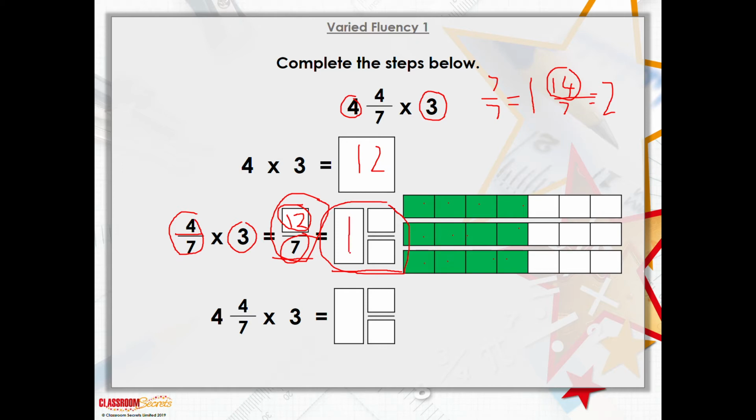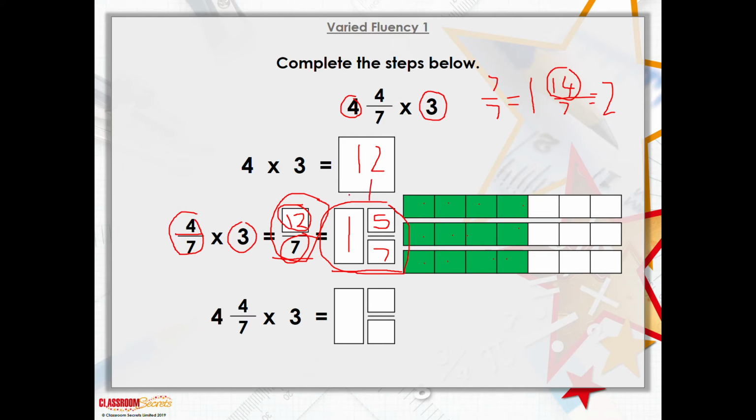So I need to work the difference out, because I can't ignore those amount of sevenths that are remaining. So I need to work the difference out between 7 and 12. And I do that by starting on my 7 and counting up. So I go 8, 9, 10, 11, 12, and that is 5/7, because I've kept my denominator the same. Now my final step is to add my whole number, 4 times by 3, which equals 12, to my mixed number below, which is 1 and 5/7.